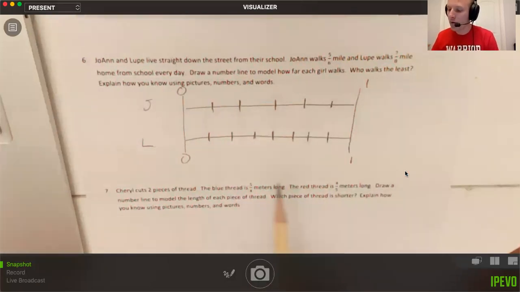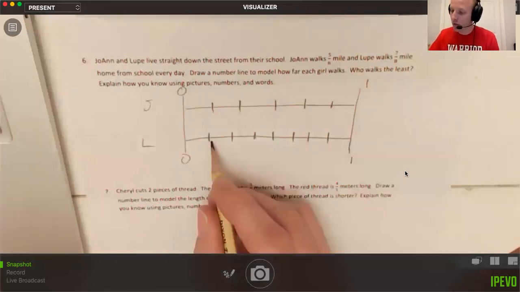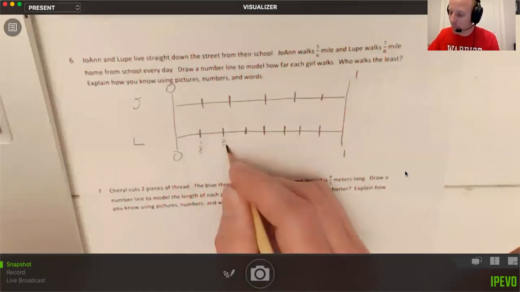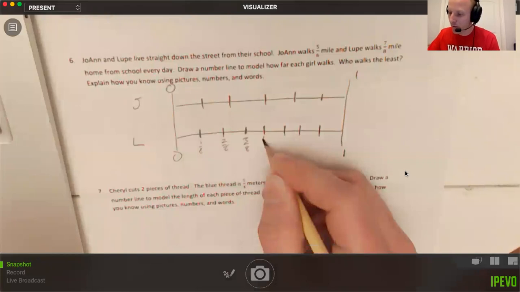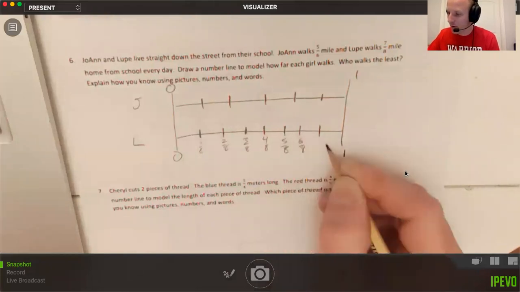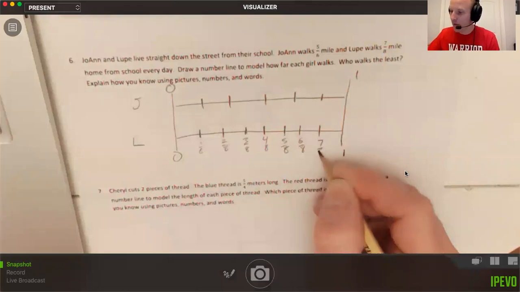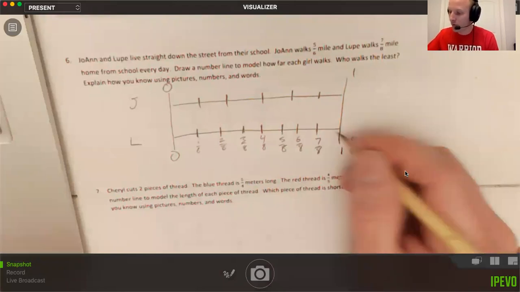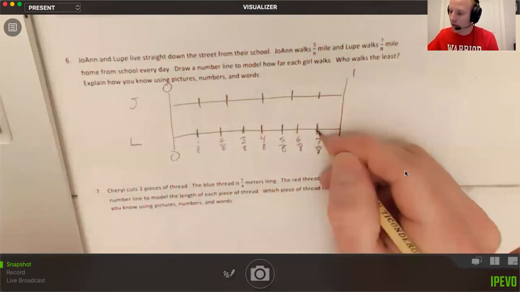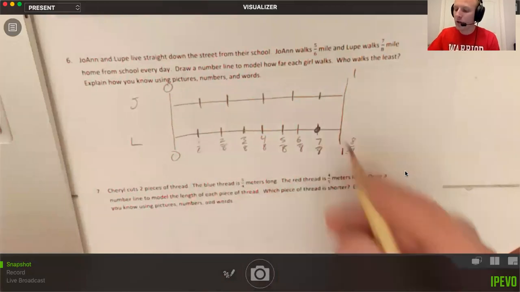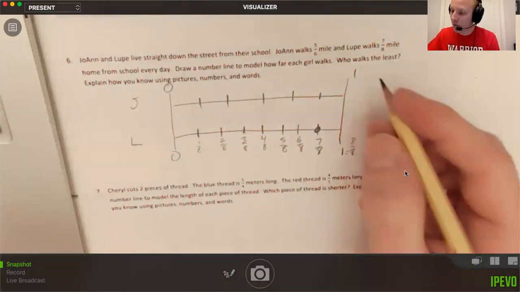So we have Lupe going 7/8, which is 1, 2, 3. Let's just label them 1/8, 2/8, 3/8, 4/8, 5/8, 6/8, and 7/8. And 1 would be 8/8. 1 equals 8/8. So Lupe lives this far from the school, right? 7/8 of a mile. Whereas Joanne lives 5/6 of a mile.